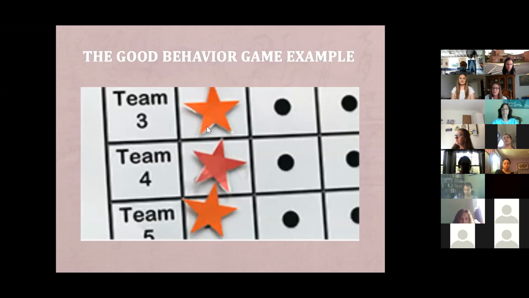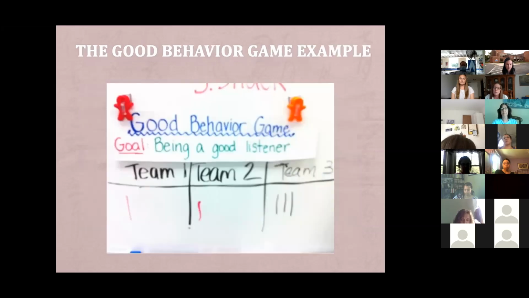These are just some examples of how they could be tracked. This is a very simple way, just having team numbers and then using Velcro pieces and putting stars up. This one is actually one of my favorites, and it's the easiest one because you could just write on the whiteboard, but I like it because it has the goal or the incentive that they're working for. It's visually put there so the students can use it as a reference.